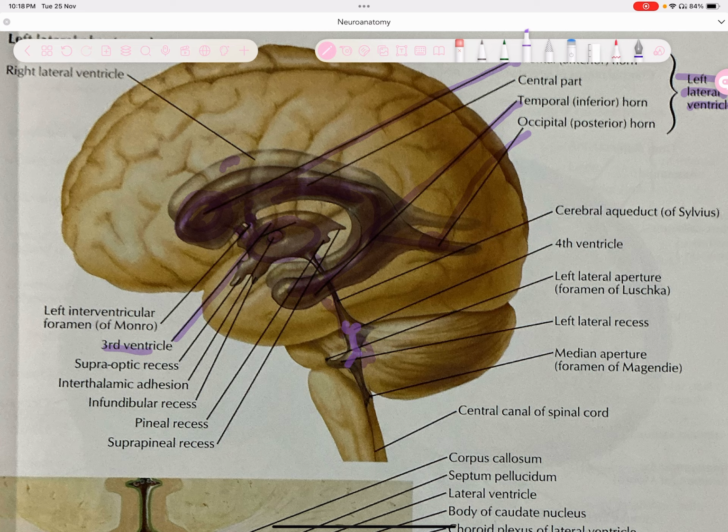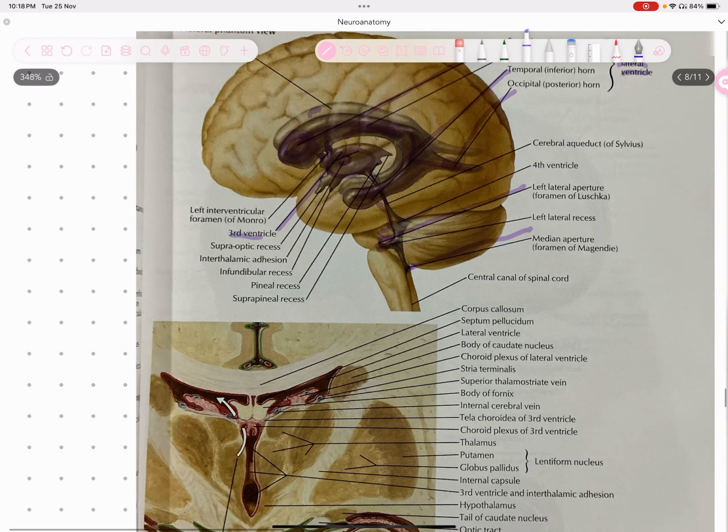And here in the fourth ventricle, you'll have the foramina of Luschka on the sides, and you'll have the foramen of Magendie in the middle. So on the sides, the lateral apertures, the foramina of Luschka. There'll be two of them. And right in the center, you will have the median aperture, the foramen of Magendie, right? So these are the lateral apertures, foramina of Luschka, and in the middle you have Magendie.